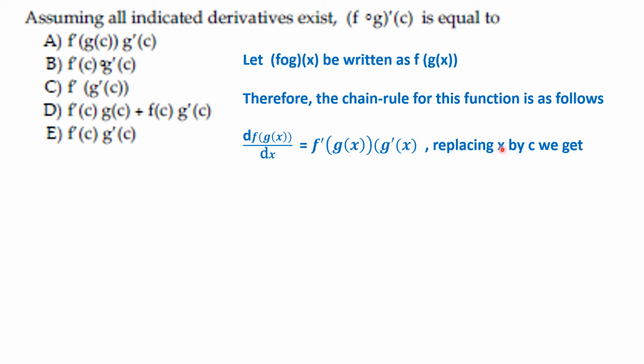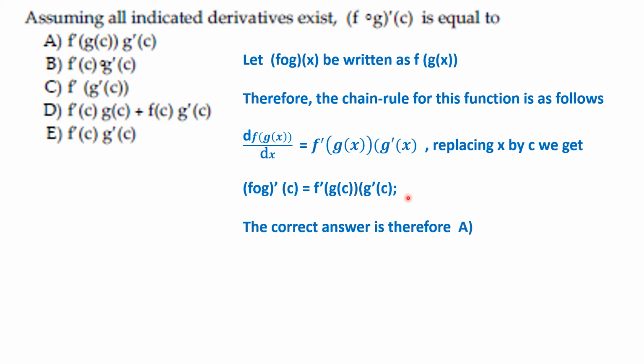Replacing x by c, we get (f circle g) prime of c equal to f prime of g of c multiplied by g prime of c. The correct answer is therefore A.